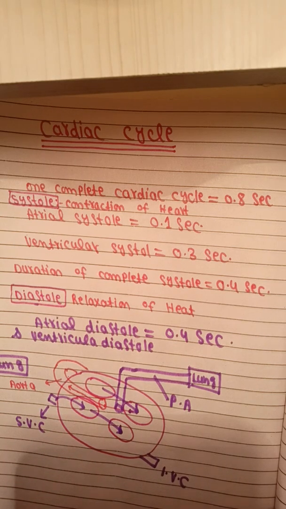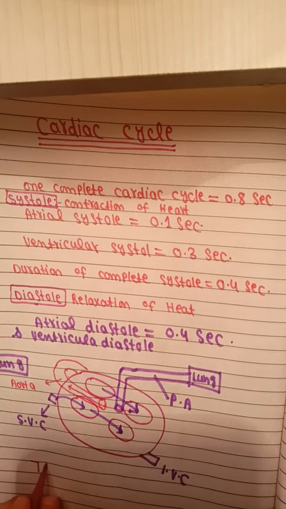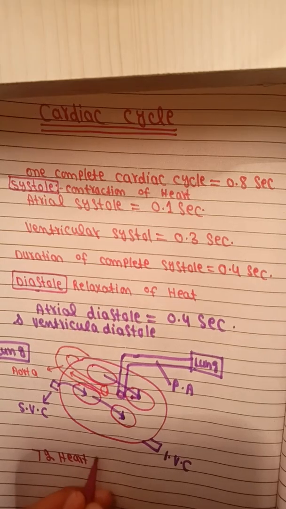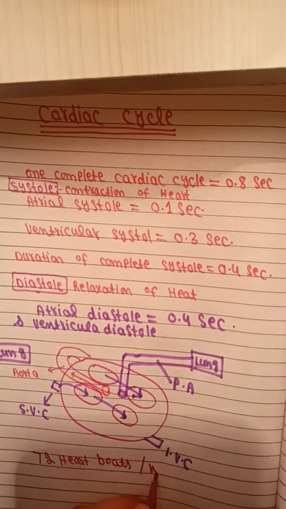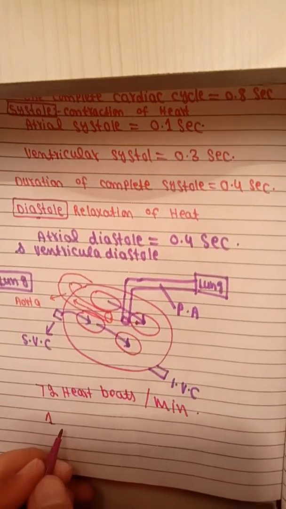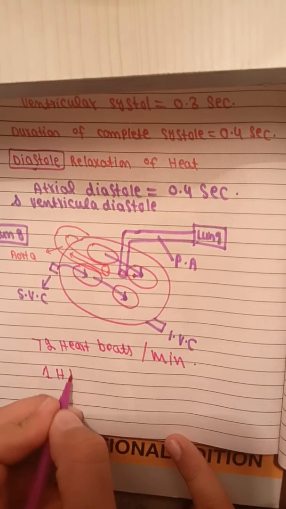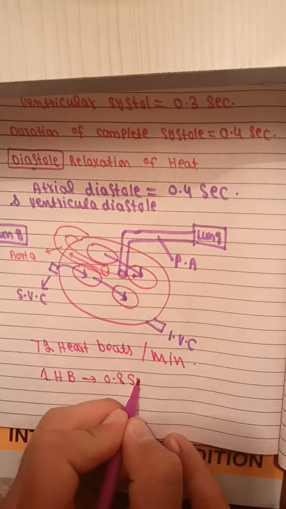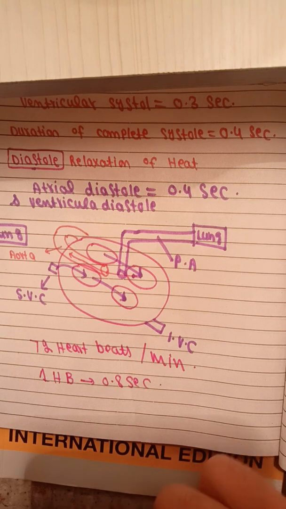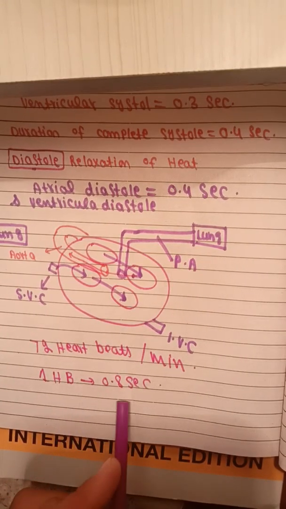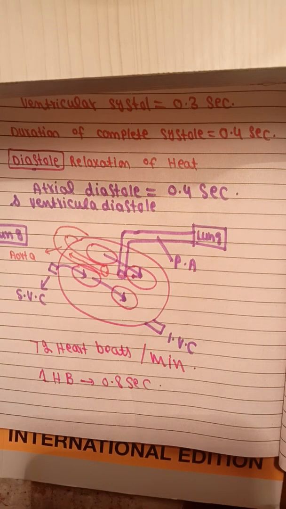It is important to know that there are 72 heartbeats per minute, and one heartbeat takes about 0.8 second. Okay, 72 heartbeats occur in 1 minute and one heartbeat takes 0.8 second. This is what we have discussed about cardiac cycle.